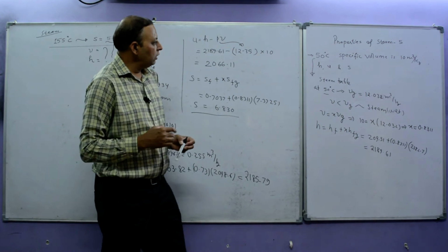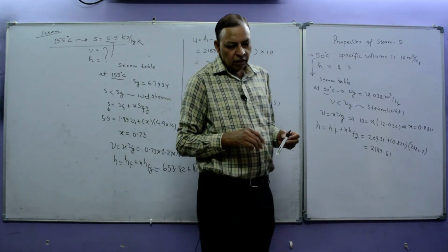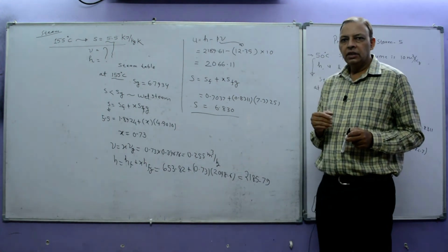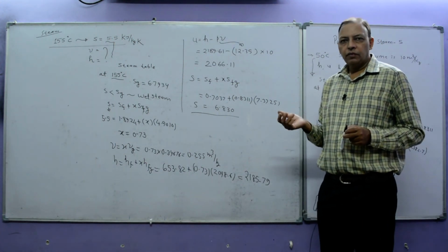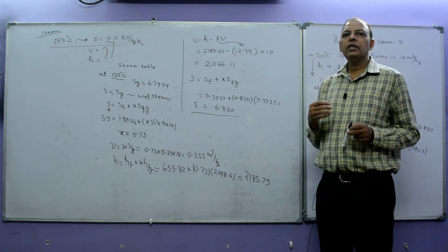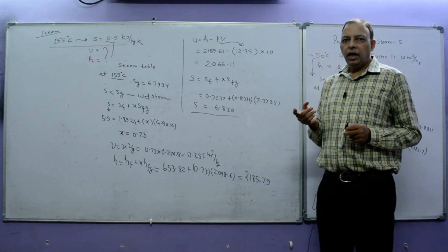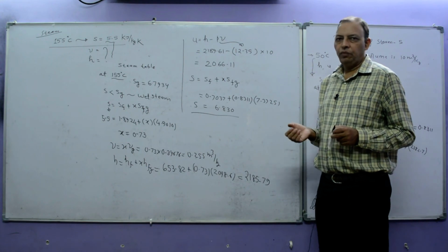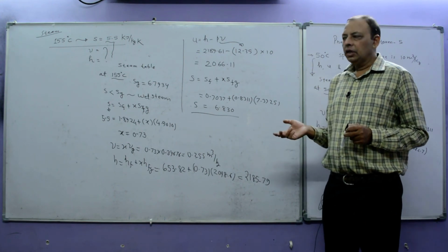So students, this is the second stage of numerical. Condition is given. On the given condition, we identified the type of steam, we calculated the quality of steam, and we further calculated the different properties of wet steam with the given formula.